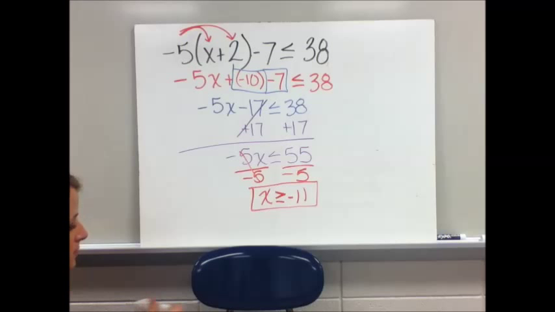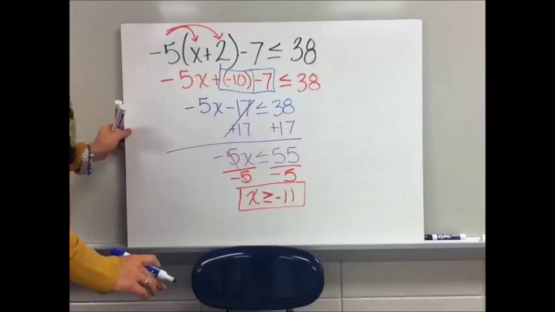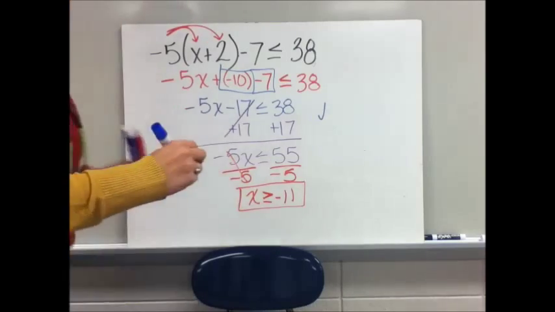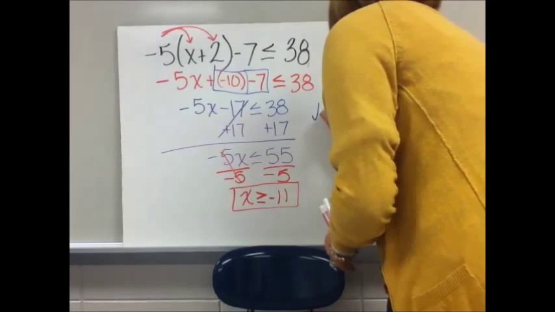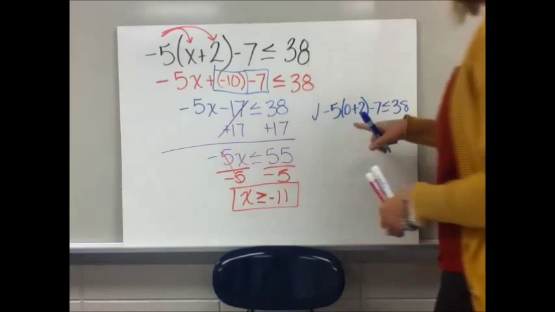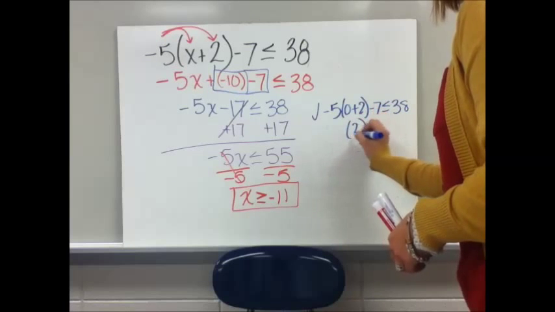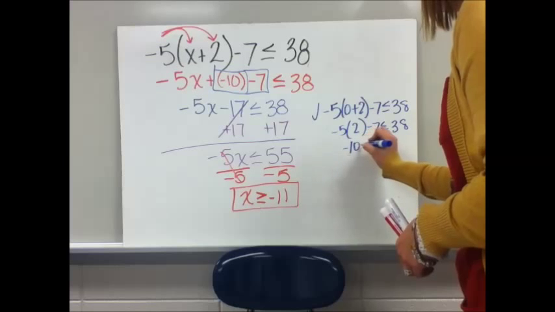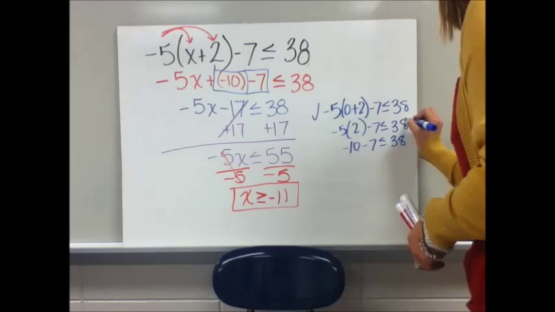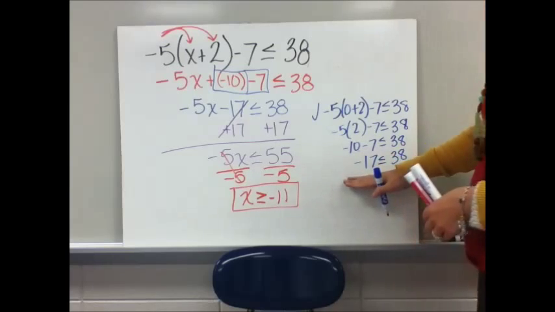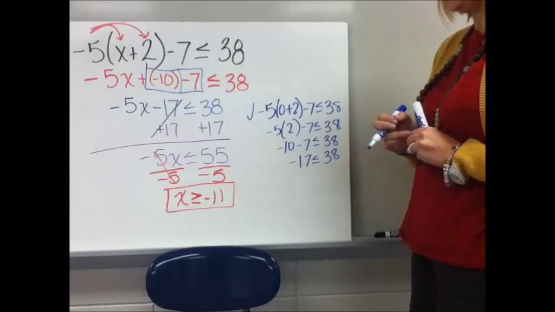So we can check that. I'm just going to put 0 in there. That sounds like something that would be easy to work with. So I'm going to check that by putting 0 in for x, because 0 is greater than -11. -5 times 0 plus 2 minus 7 less than or equal to 38. 0 plus 2 is 2. -5 times 2 is -10. -10 minus 7 is -17. And -17 is less than or equal to 38, so that is a valid solution.